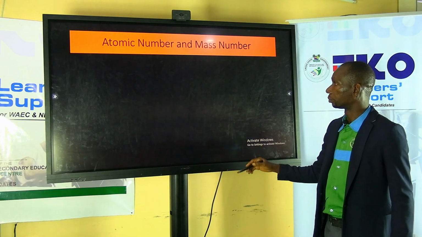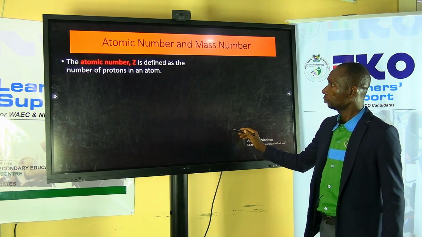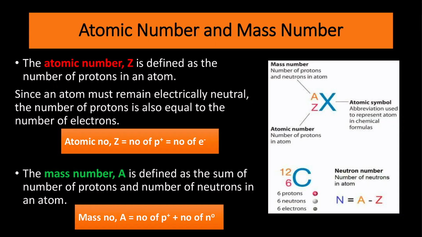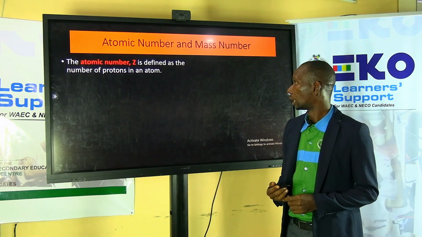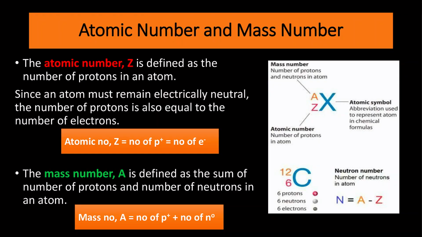Let's keep moving. So, atomic number and mass number. Atomic number is one of the numbers that is used to define or to describe an atom, and it is simply the number of protons in an atom.